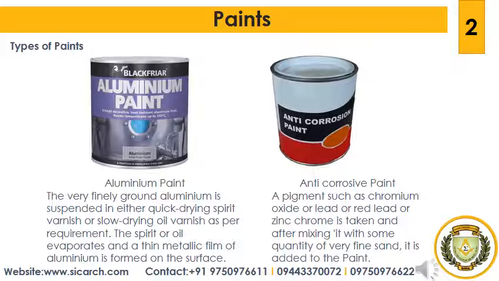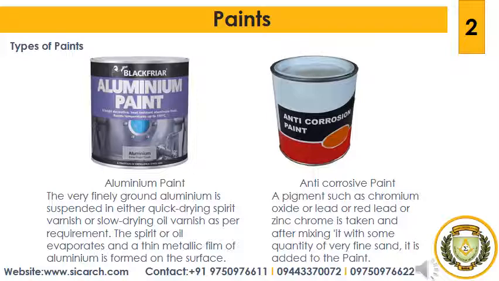So the very finely ground aluminium is suspended in either quick drying spirit varnish or slow drying oil varnish as per the requirement. The spirit or oil evaporates and a thin metallic film of aluminium is formed on the surface. So the advantages of aluminium paint are: it is visible in darkness, it resists heat of iron and steel and are better protected from corrosion by this paint than any other paint.